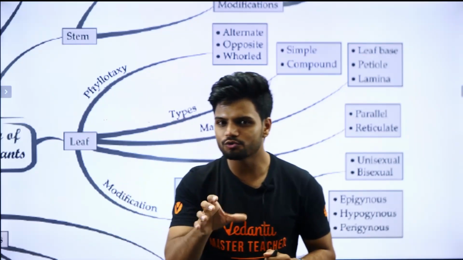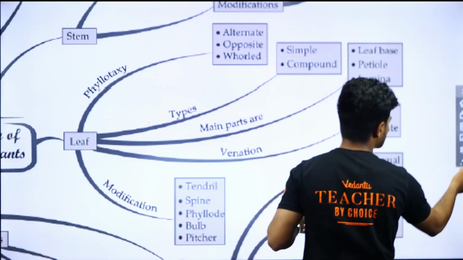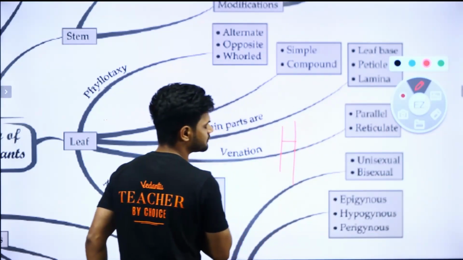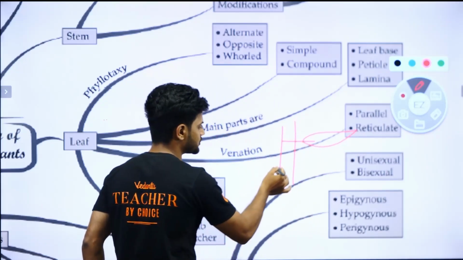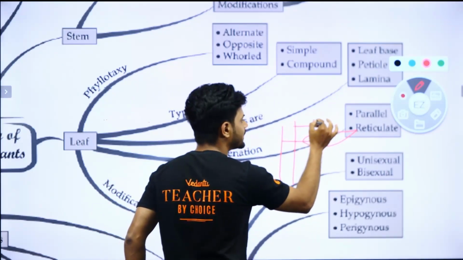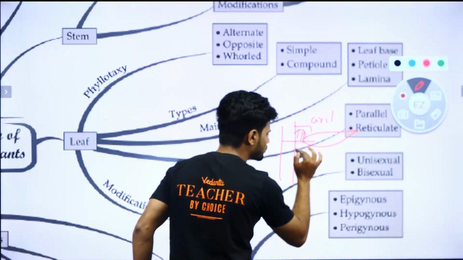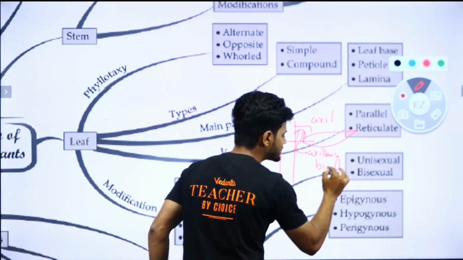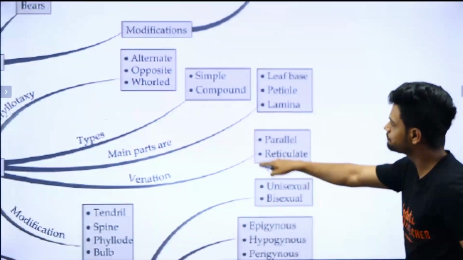But where do you actually find the leaf in a plant? That is, if you look at the structure of a stem, if this is a stem region, in this nodal region we can see the development of a leaf at the node. This particular part is called the leaf axil, and the bud present in the leaf axil is called the axillary bud. Called as what? Axillary bud. Clear?